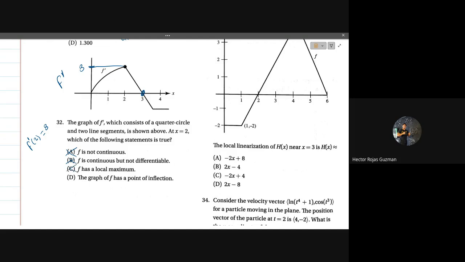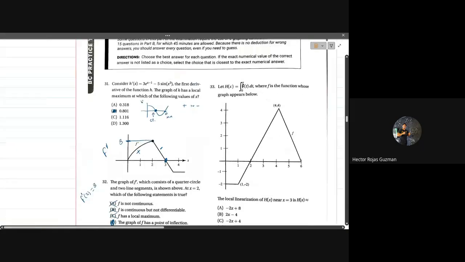The graph has a point of inflection. Yeah, because f double prime is positive, and then after 2, it's negative because the slope is positive and negative. So, that one. 33.